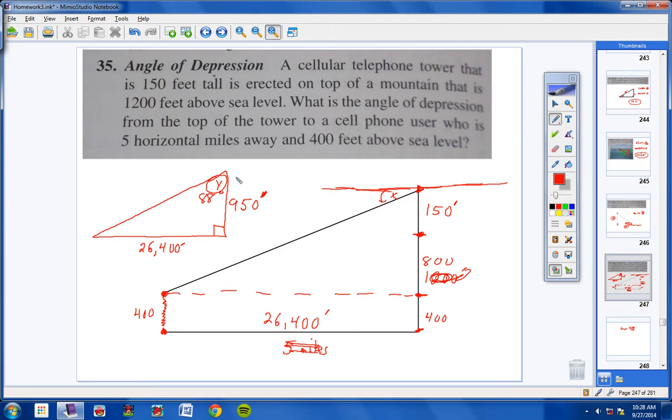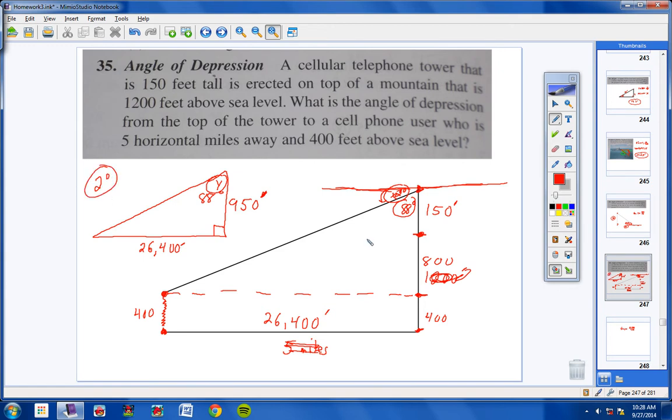Now if this is 88 degrees, then that means this little angle right here has to be 2 degrees, because this angle here and this angle here have to add up to 90 degrees. So I did it. The angle of depression would be 2 degrees.